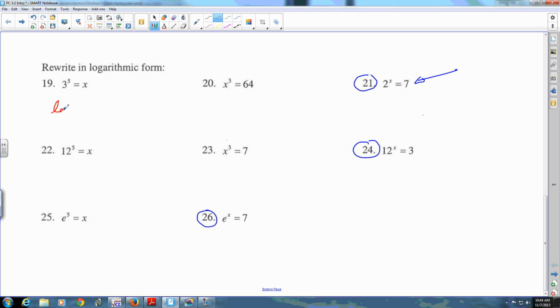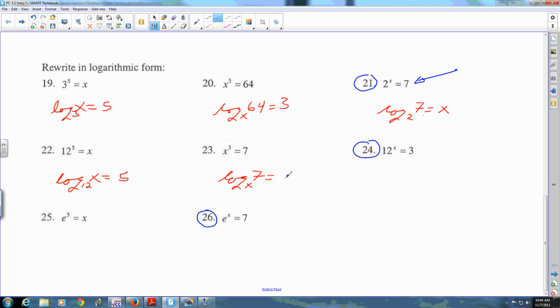So this would be log base 3 of x is equal to 5. Log base x of 64 is 3. Log base 2 of 7 is x. So again, this is the only one that had purpose as a logarithm because it's solved for the variable. None of these solve for the variable. So translating this, log base 12 of x is 5. Log base x of 7 is 3.